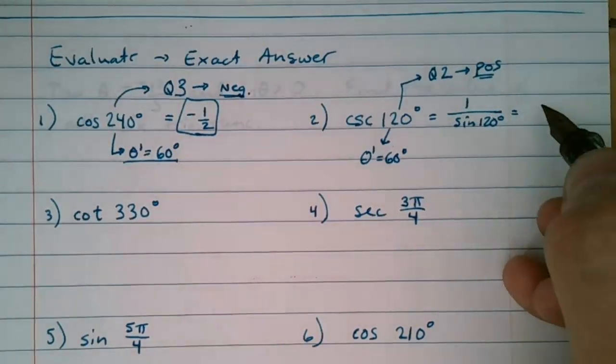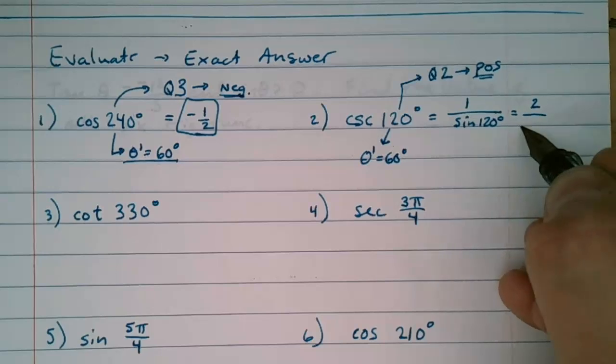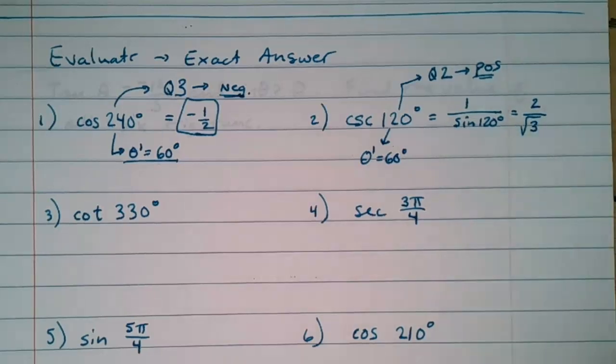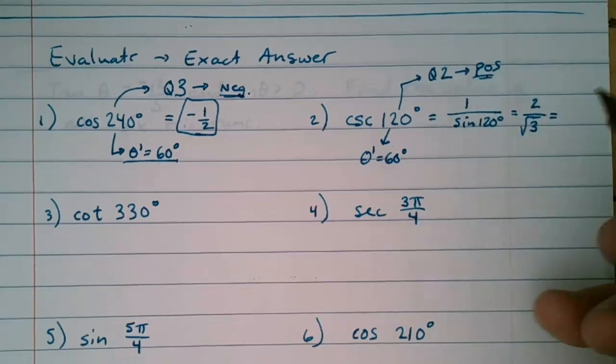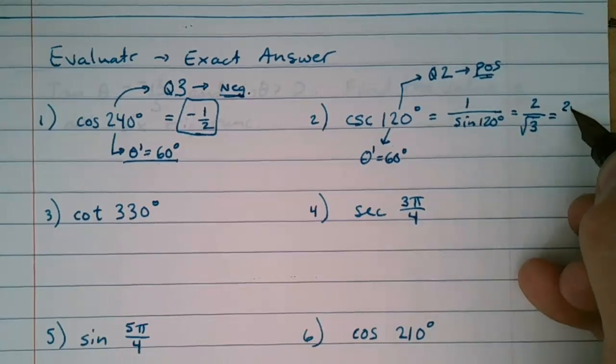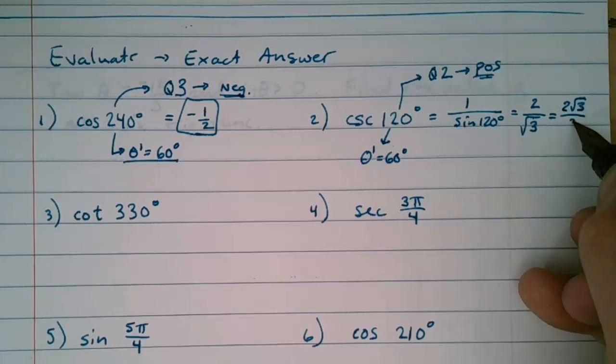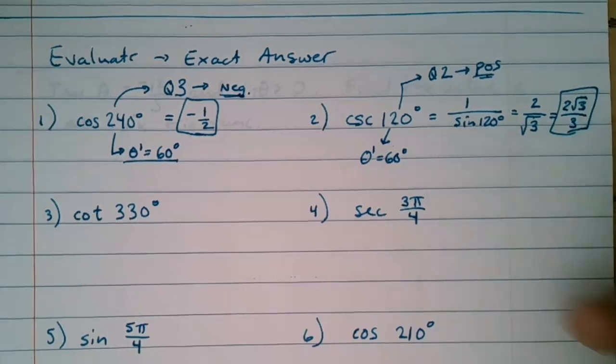Flip that, and you get what? 2 over root 3. And if you rationalize that, and again, it's positive, rationalize that, you get what? 2 root 3 over 3. And that's how we answer that question.